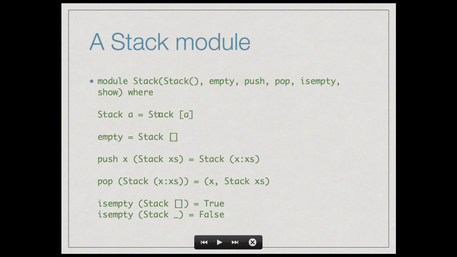Stack A is nothing but Stack, the value constructor, and then you have list A. Empty equals Stack of empty list. Push of X in Stack XS is nothing but Stack of X colon XS. Pop of Stack of X colon XS equals X comma Stack of XS.